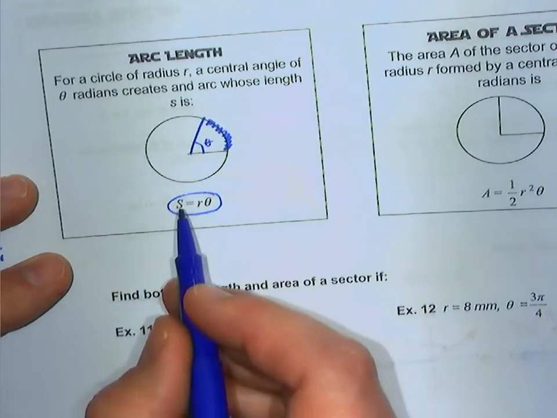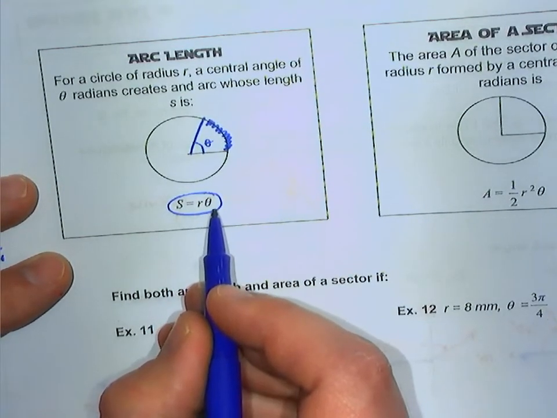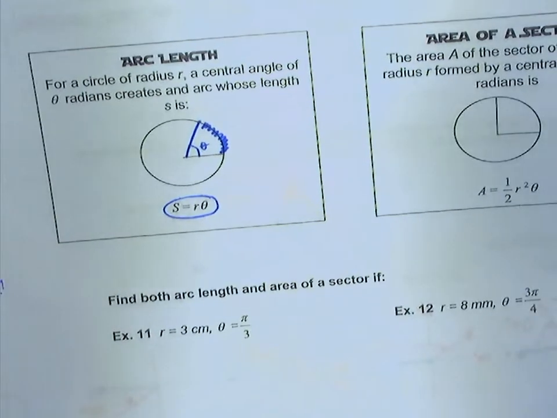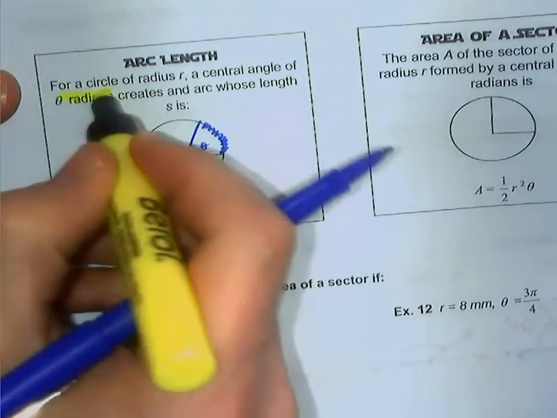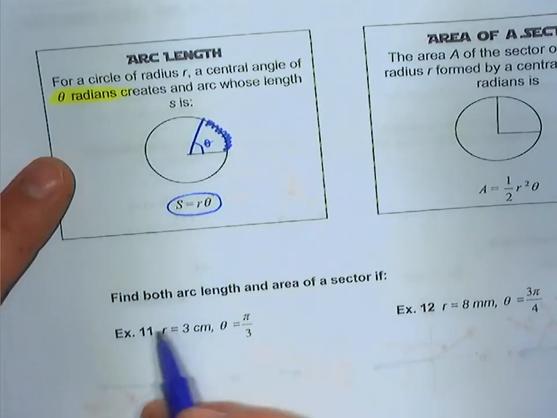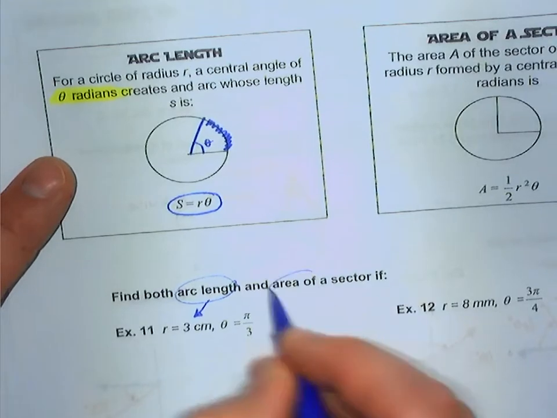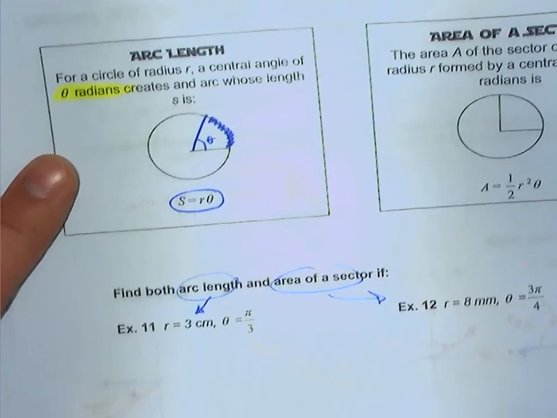S, for arc length, equals R, your radius, times theta. But theta has to be in radians. If it's not in radians, we've got to convert it. Okay? So let's try this. We're just going to do arc length for this one here, and we'll do area of a sector for this one, just to make it easy.